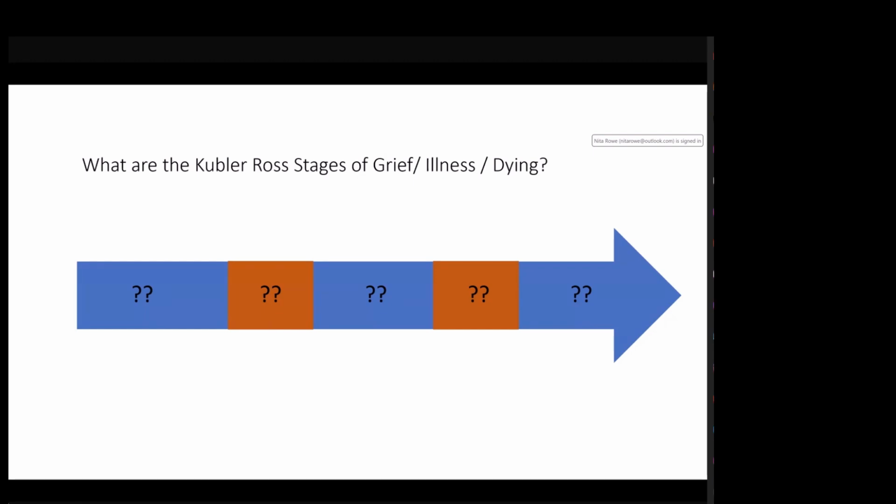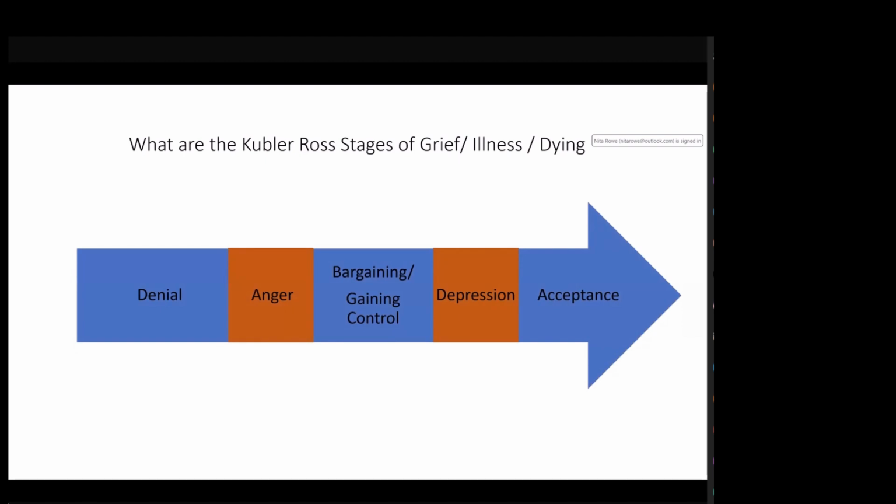Very good. Remember, when you are taking care of patients and they're dealing with either personal loss of a family member or a friend or an illness, that you will be dealing with their emotions. Okay. So don't take it personally. Do not take it personally. Denial, anger, bargaining, which is trying to gain control, depression, and acceptance. Okay.